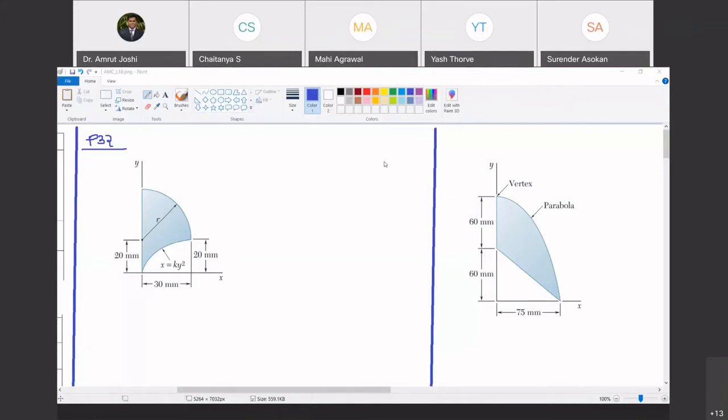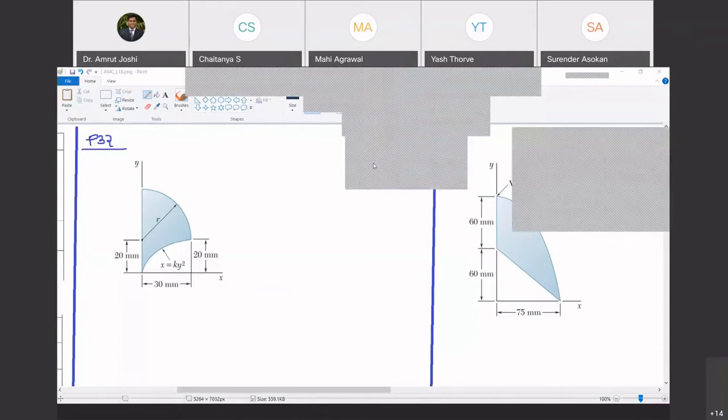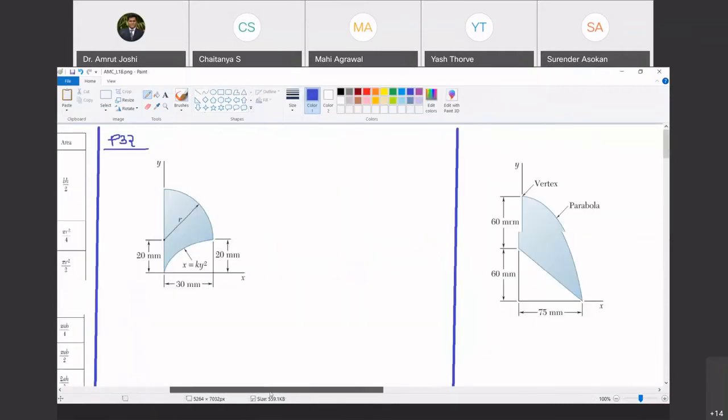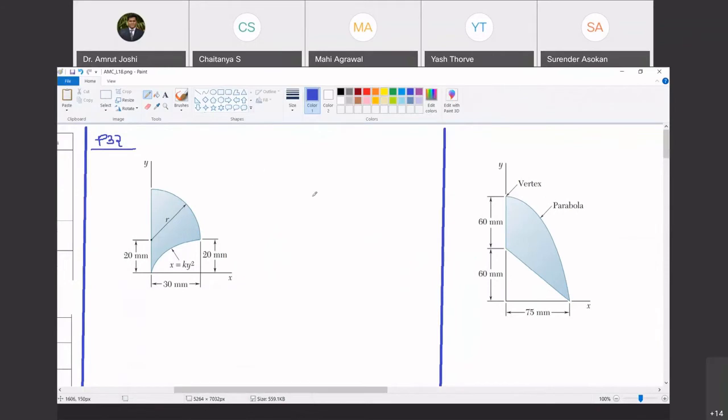We are going to solve today the problems based on the concepts that we have learned in previous two classes. So what do you need to do in each of these problems? You need to locate the centroid with reference to the origin. So the problem statement is the same for everyone: you have to locate the centroid with reference to the origin.